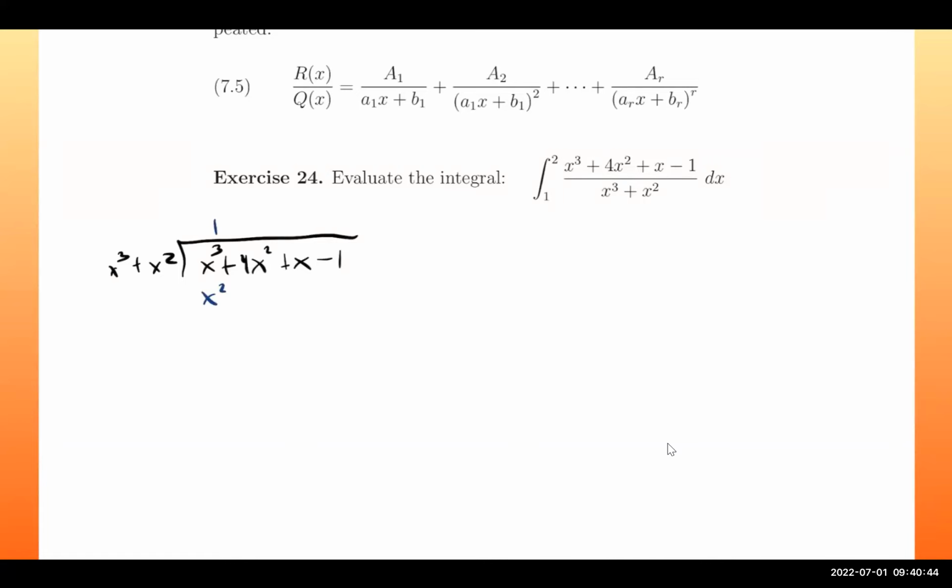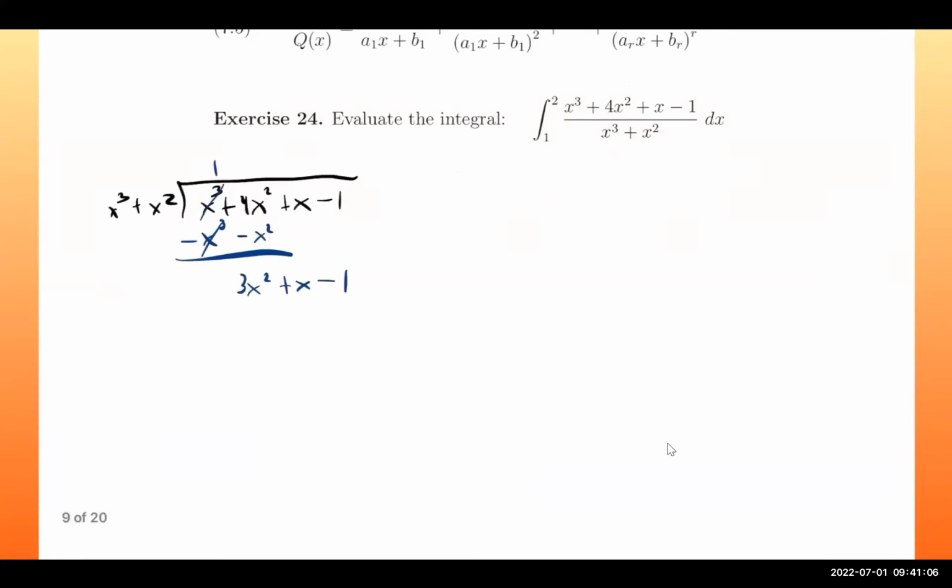All right, if you do long division, that's going to be 1, which is going to give us x cubed plus x squared. When you subtract, that becomes a negative, and you distribute the negative here. This will also become minus here. Turns from plus to minus when you distribute. These terms cancel. This will give us 3x squared. Bring down the rest of the terms. So that's our remainder. So the quotient is 1 plus the remainder over the divisor.